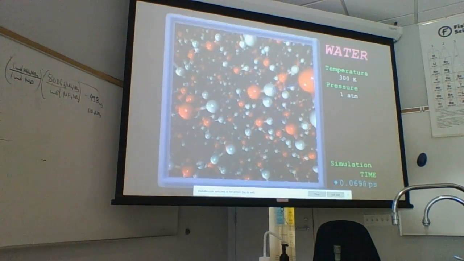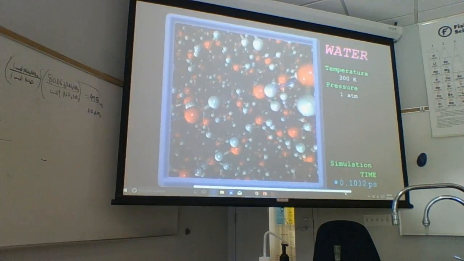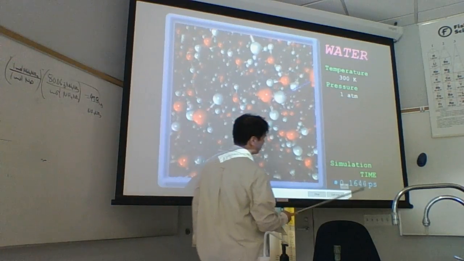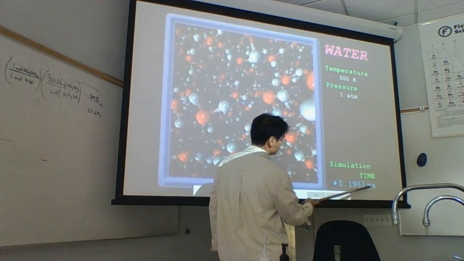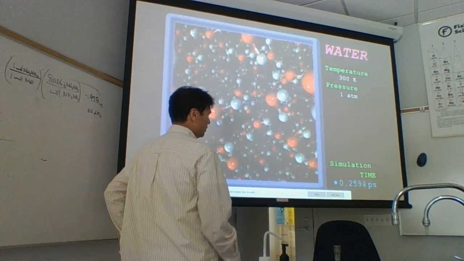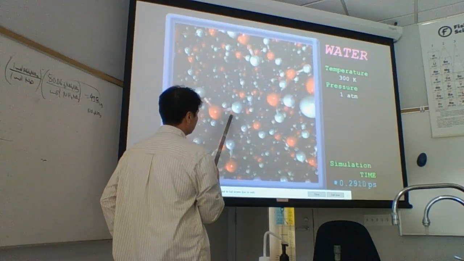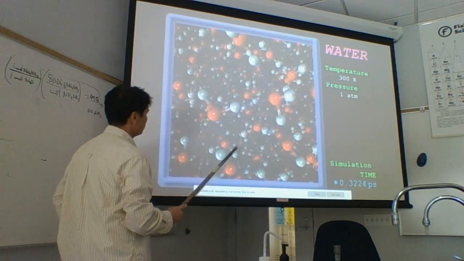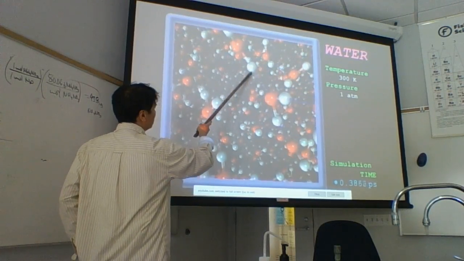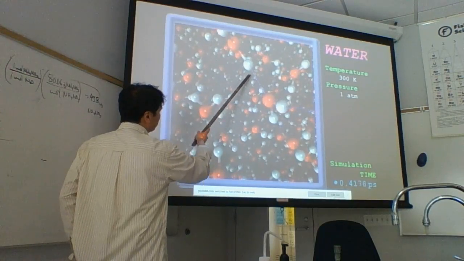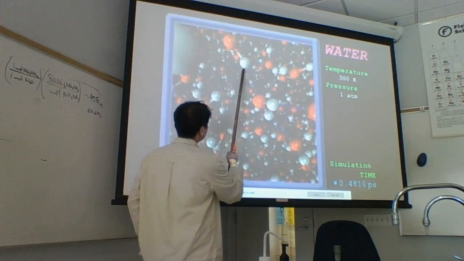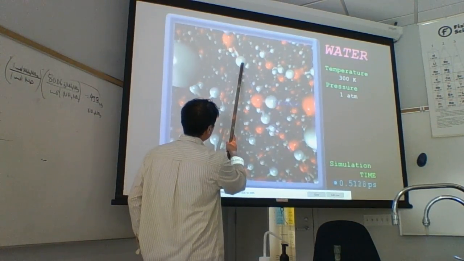Okay, so this is a liquid here. This is water. This is really slowed down. This is super slow motion, because if you look at the timer here, this is in picoseconds. 0.2 picoseconds. It's taking a long time to get to 0.3 picoseconds. What this shows is that these blue things are attractions that form and disappear. Form and disappear. In other words, these are attractions between the hydrogens and the oxygens.